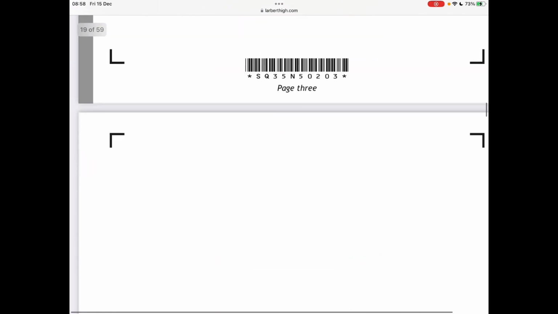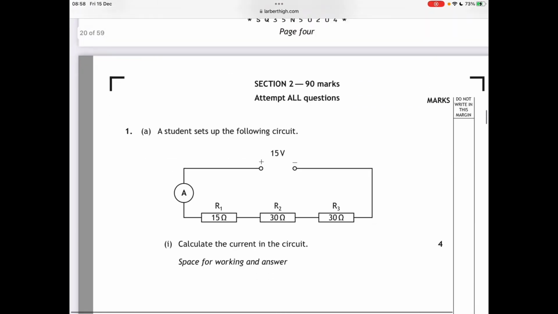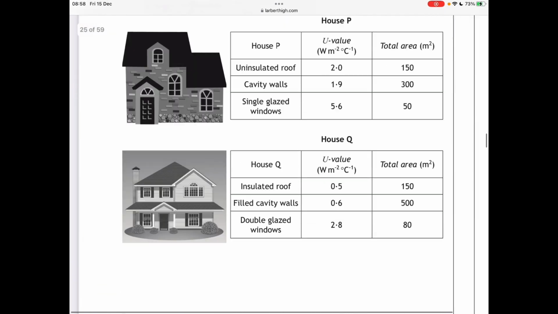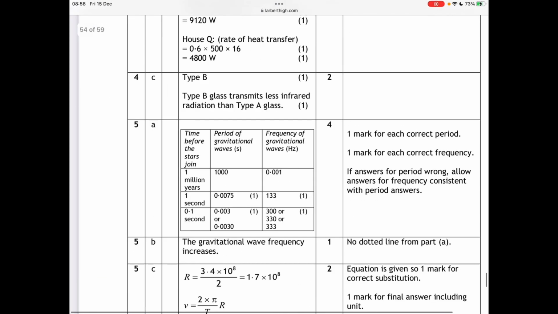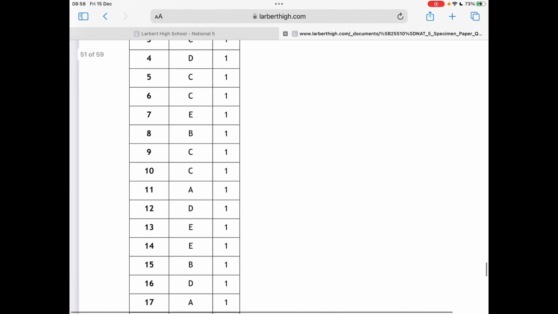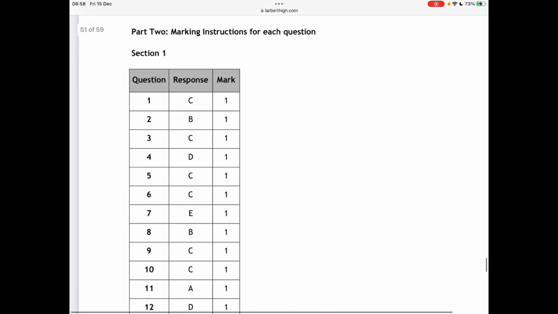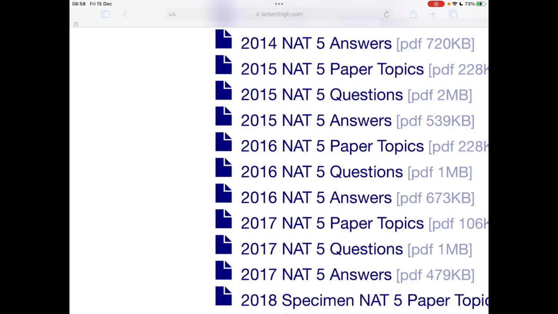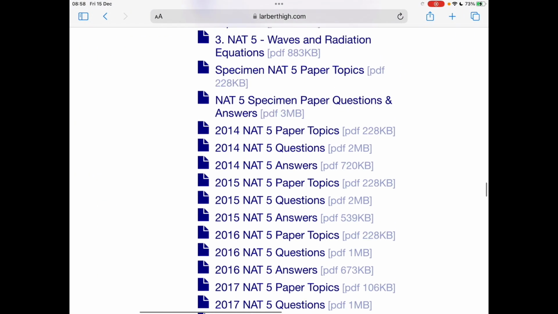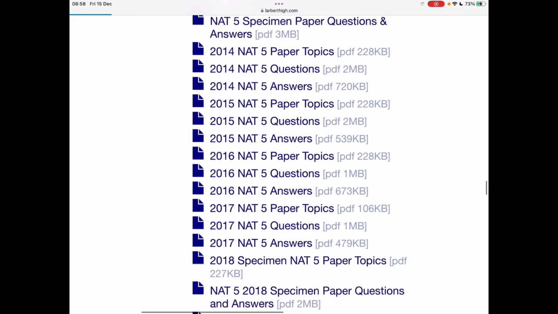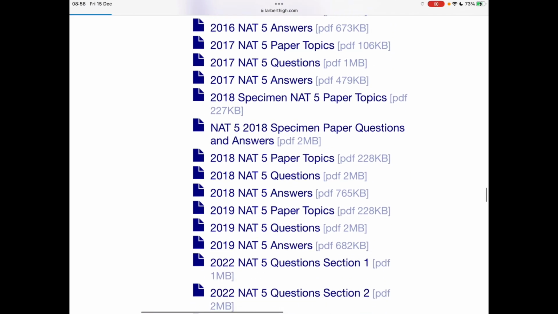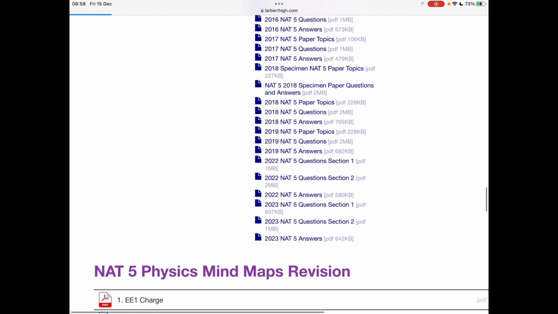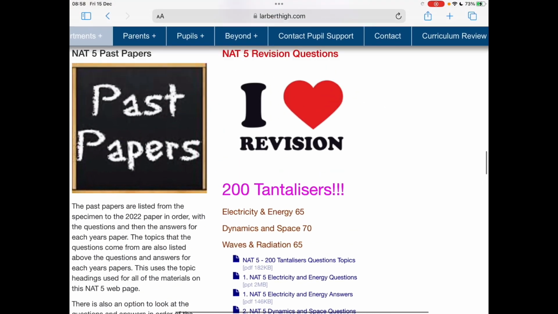So if I go to the written part, so here's question 1 for the written part, question 2, question 3. If we scroll all the way down, the marking scheme's at the very end. So you've got your multiple choice marking scheme and the written marking scheme at the very end of the paper. And that repeats for every year's paper. So topics, questions, answers, etc. And it goes all the way down as well to 2023. At the minute, it'll be updated every year.